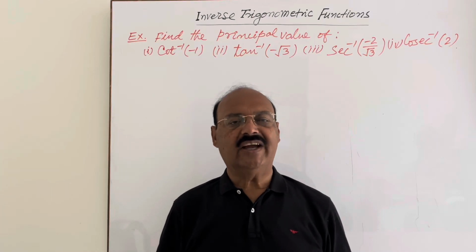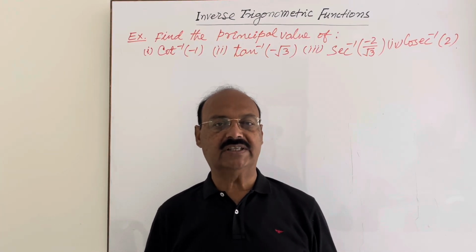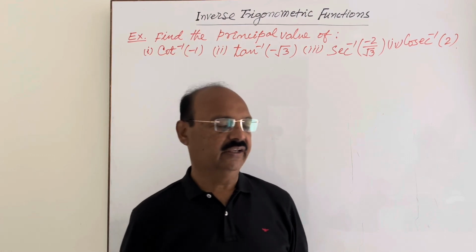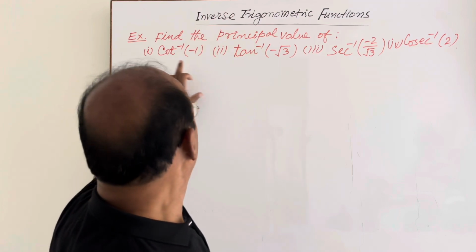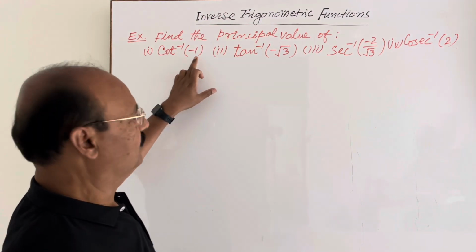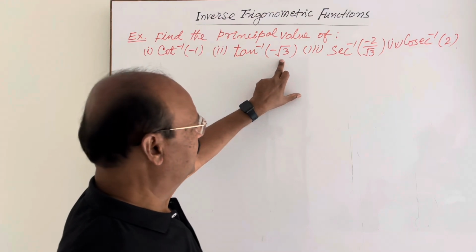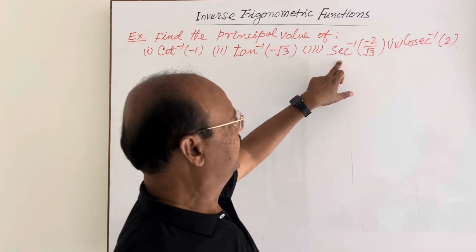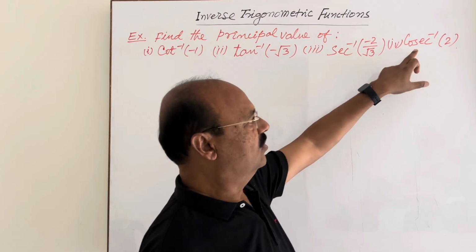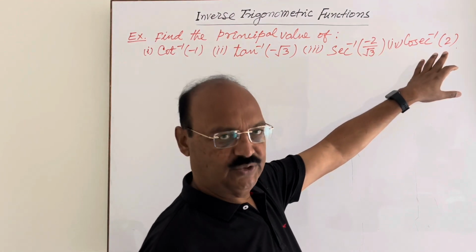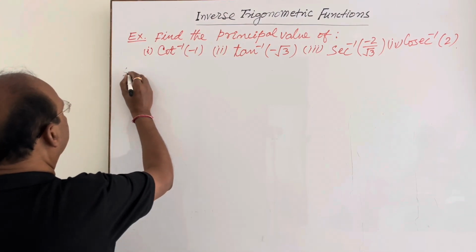Welcome students. Here we are discussing an interesting and important question from the chapter Inverse Trigonometric Functions. The question is: find the principal value of first, cot inverse of -1; second, tan inverse of -√3; third, sec inverse of -2/√3; fourth, cosec inverse of -2. Okay, so let us see the solution here.